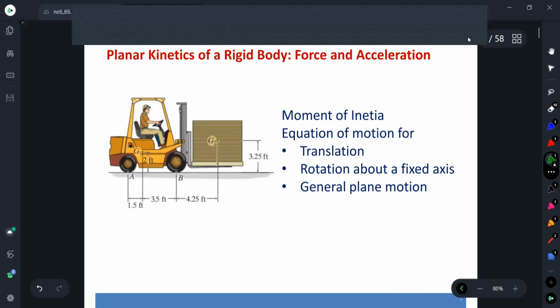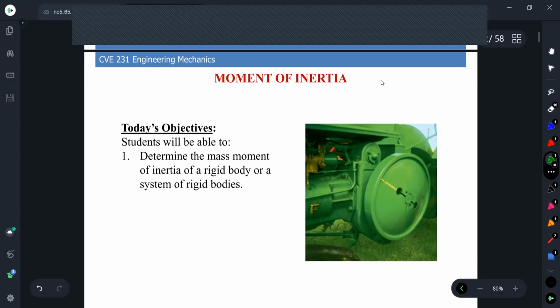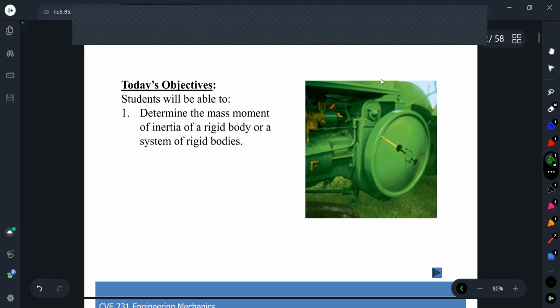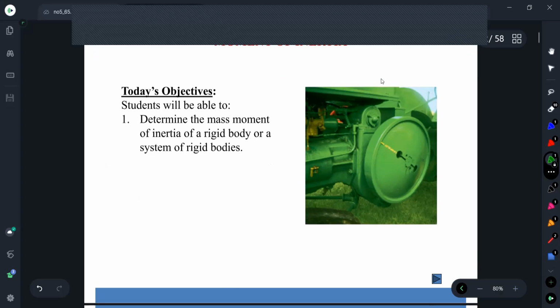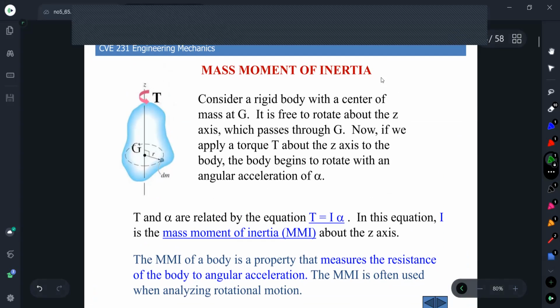In this video we will start to study the planar kinetics of a rigid body in terms of force and acceleration, starting with how to determine the mass moment of inertia. The mass moment of inertia is the property of the body that measures the resistance of the body to angular acceleration.